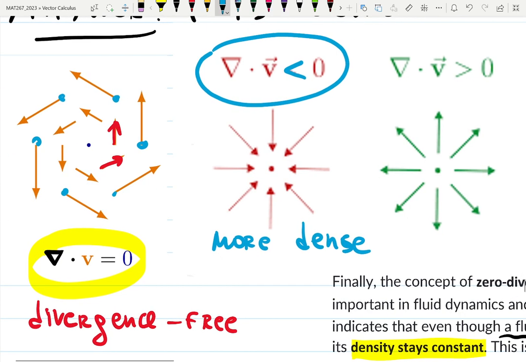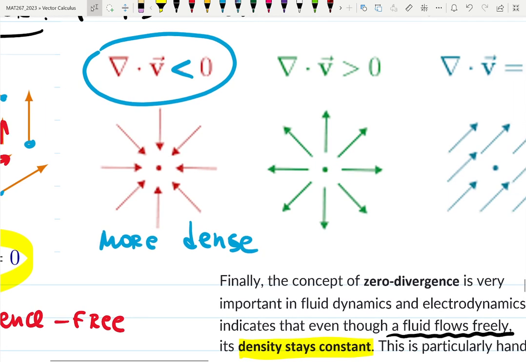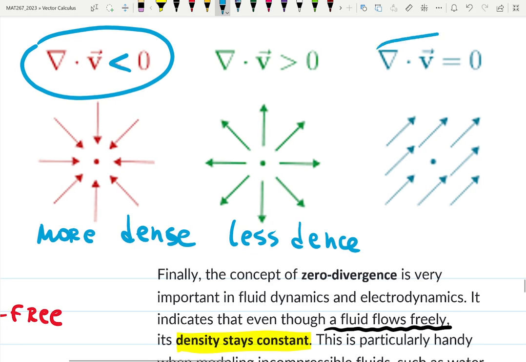More dense. Then if this product is positive, then it's less dense. Stretching diverges, right? And one more, zero: the example stays the same. The distance between particles stays the same. So that is also one of the explanations of what divergence is.